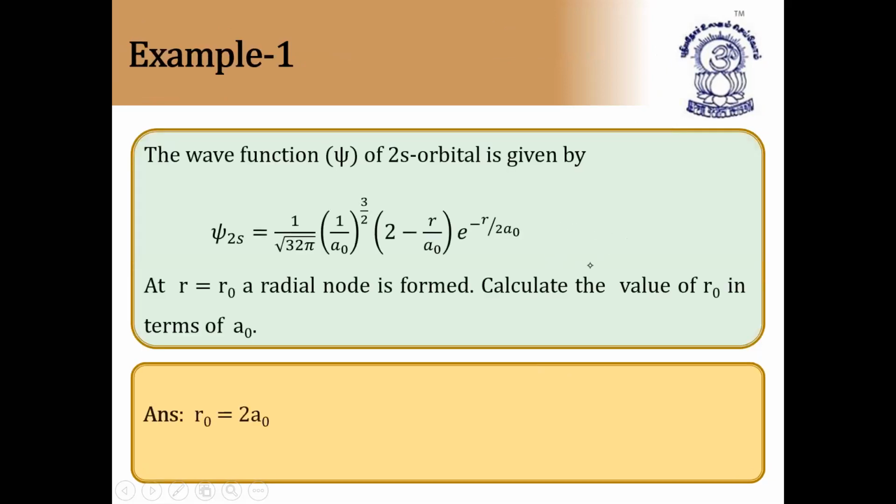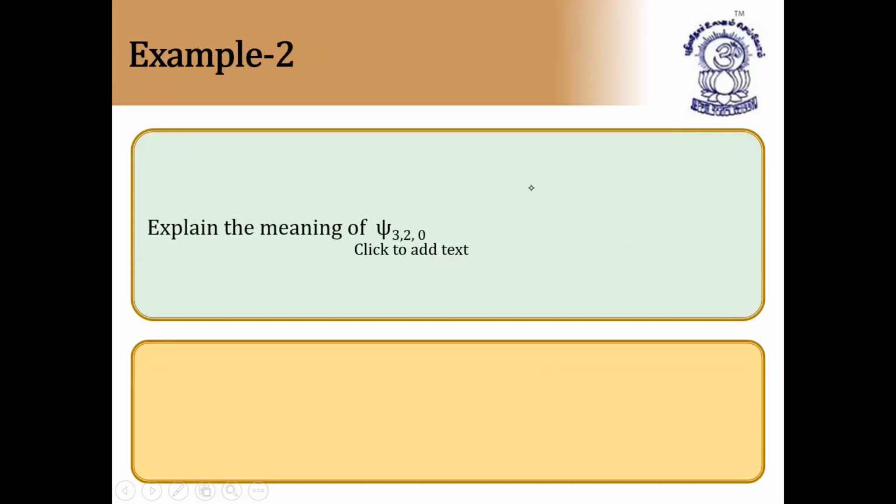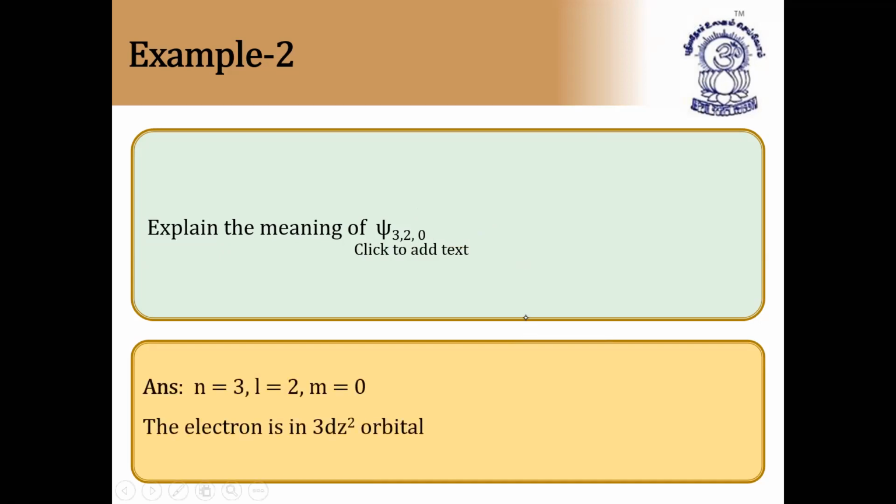Now examples. For the wave function, explain the meaning of psi 320. It is nothing but psi n l m, that is nlm notation. Always psi is in the form of nlm notation. So you can see the answer now: n is equal to 3, l is equal to 2, m is equal to 0. The electron is in the 3dz square orbital, because for m equal to 0 it is dz square orbital. For pz and dz square, m is equal to 0. Very important, note down here.